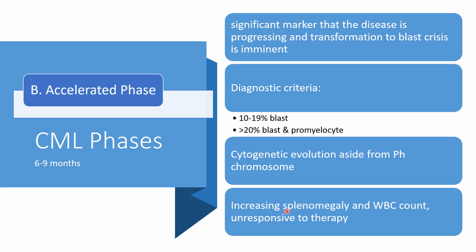In this phase, splenomegaly and an increase in white blood cell count is seen. Patients may also be unresponsive to therapy. This phase may only take around 6 to 9 months to progress.